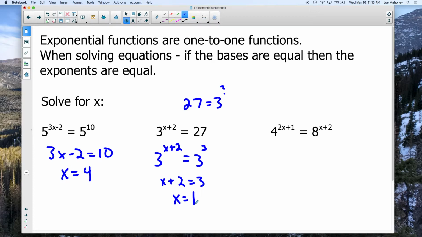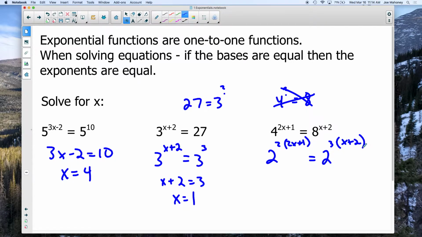Now, in this one here, it's a little bit different because I don't know 4 to what power equals 8. I don't really know that. But what I do know instead is that I can express both of them with a base of 2. 4 is 2 to the second, and I'm going to multiply by that exponent. And 8 is 2 to the third.